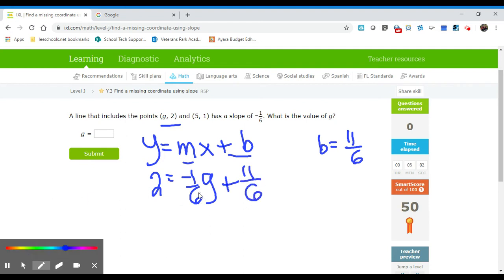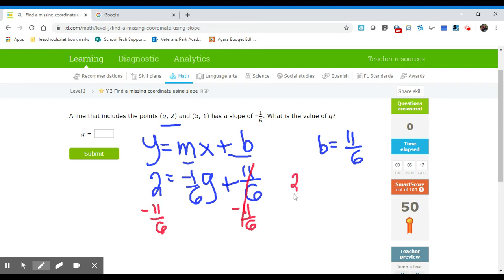Okay, now we need to solve using algebra. Let's do the opposite operation. Let's do minus 11/6 on this side. This will cancel. We're going to do it over here. Let's do 2 over 1 minus 11/6. So remember, to add or subtract, you need to have the same denominator. Common denominator is 6. So 1 times 6 is 6, so 2 times 6 is 12. So this is the same thing as 12/6.